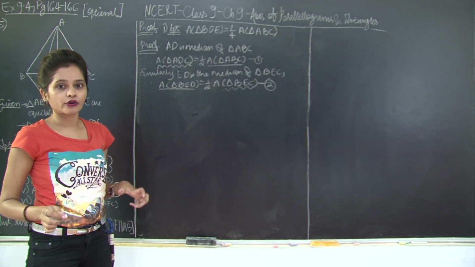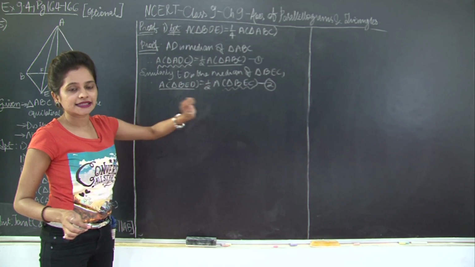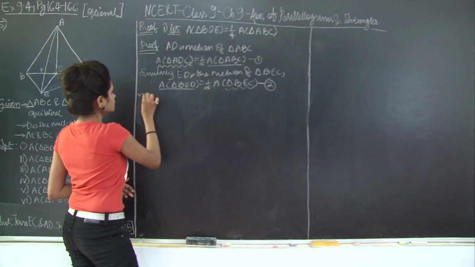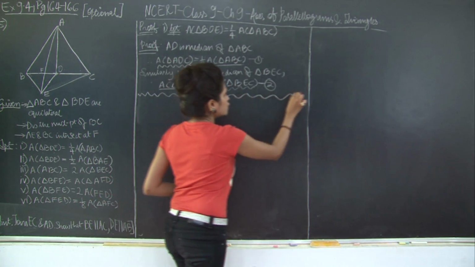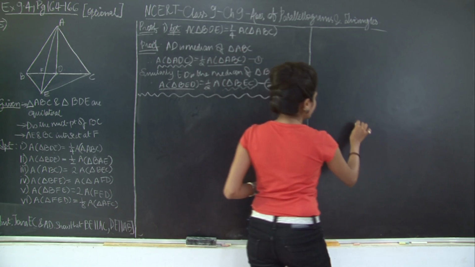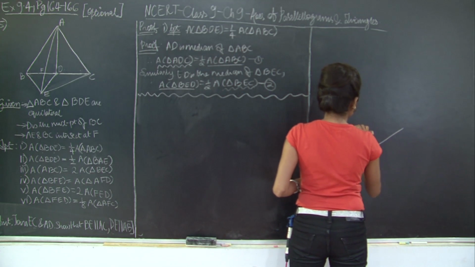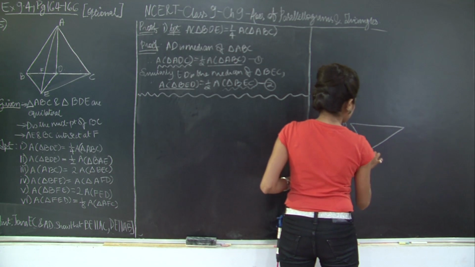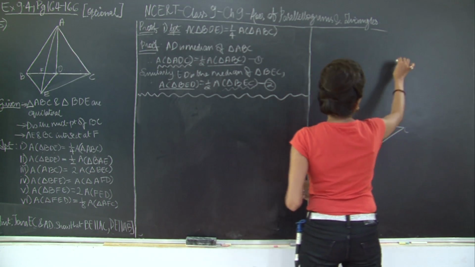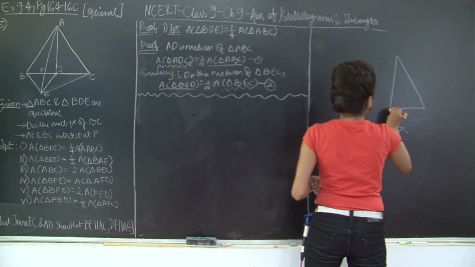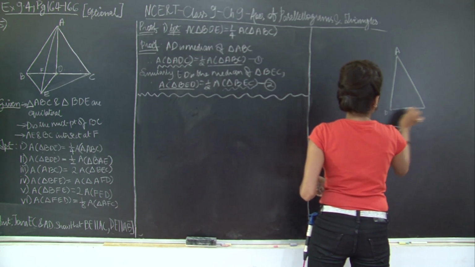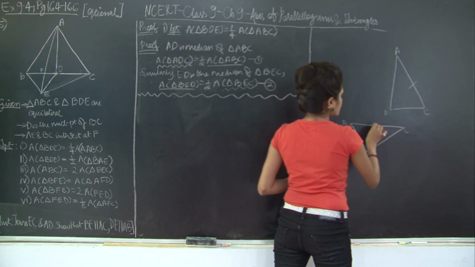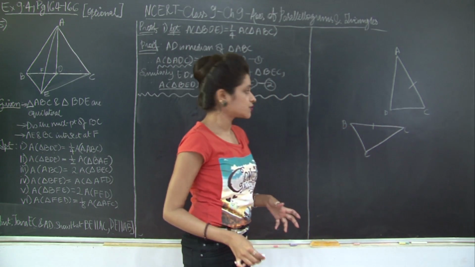So let's see how we are going to prove that ADC and BEC, the triangles, are congruent and thereby they are equal in areas. So let us draw the triangles first. I have this is BEC and ADC. If you notice, AC is congruent to BC because they are sides of an equilateral triangle.